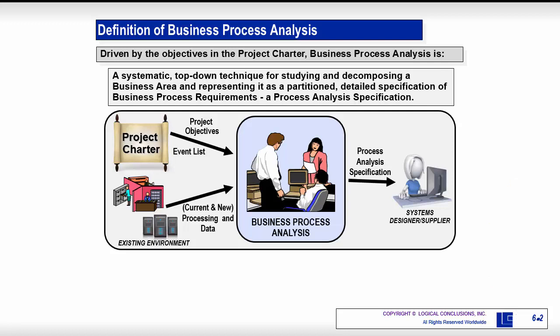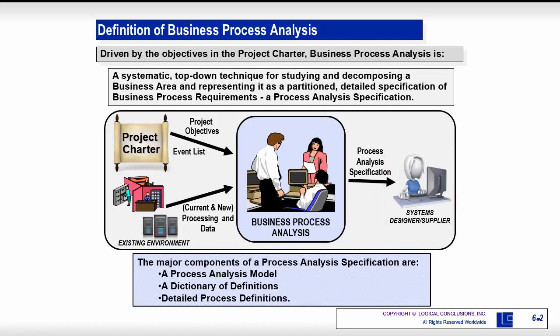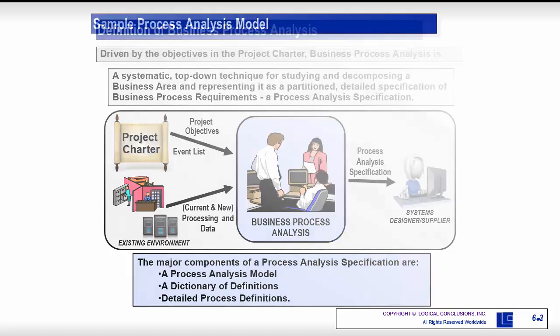The output or deliverable from business process analysis we call a process analysis specification. This result is used by the system designer, which may be you with a different hat, or the supplier of systems, to create a new system solution. The major components of a process analysis specification are a process analysis model, a dictionary of definitions, and detailed process definitions. We'll cover a high-level view of these on the next slides and then devote a section to each.